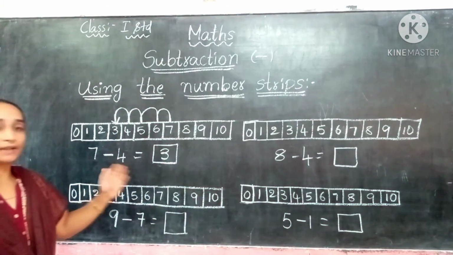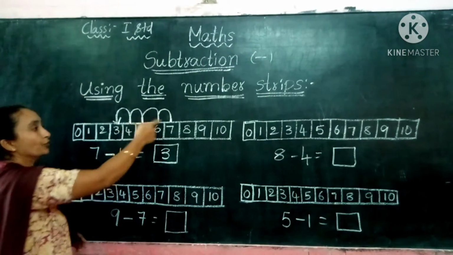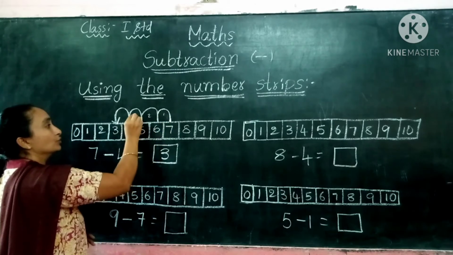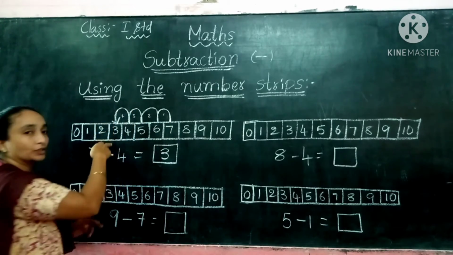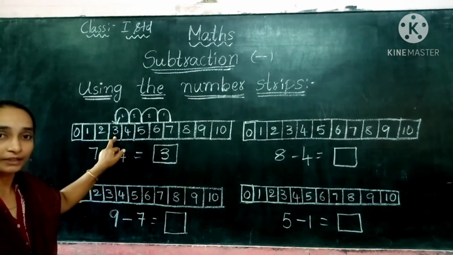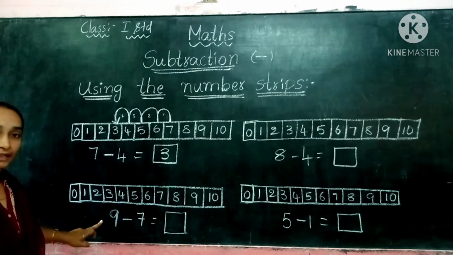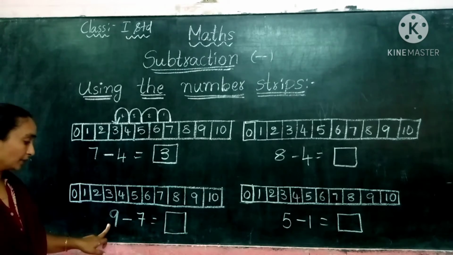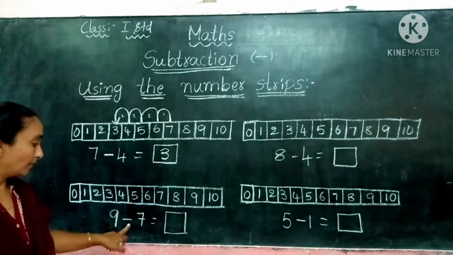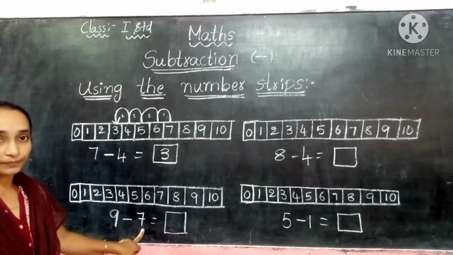Okay children, so 7 minus 4 is equal to 3. So 4 jumps we have taken: 1, 2, 3 and 4. After 4 jumps it came and stopped near 3. So 3 is the answer. Let us see the second one, children. Here they have given 9 minus 7.